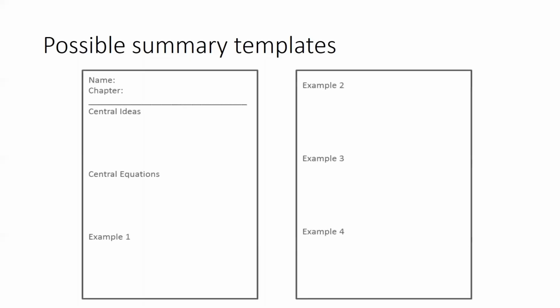So how do we write summaries? There are a few possible summary templates. Here is one that I quite like. This summary template has 6 sections. The first 2 sections are important. They capture the main central ideas and central equations of the topic. The following 4 sections, could be 3, could be 4, are important examples that you have come across in the topic that really captured your learning and allowed you to accelerate your ability to apply the concepts.